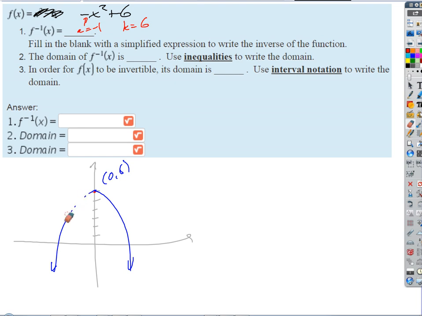We're going to erase the negative half. So that part goes away. You always erase the negative part. Okay, and so now what's the domain?